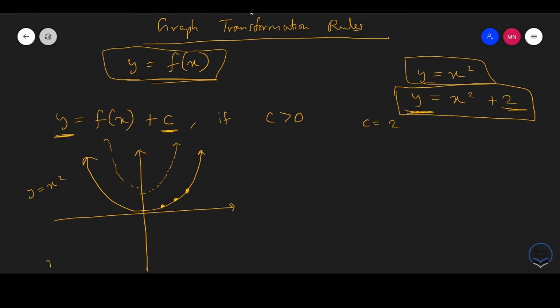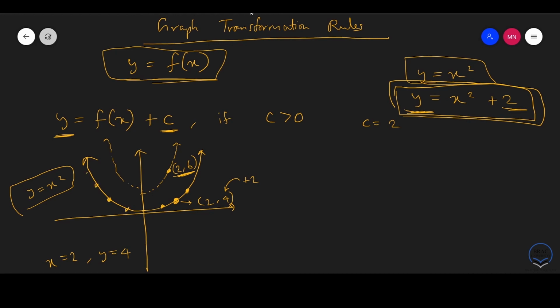So if, let's say, x is equal to 2, then for y is equal to x squared, y will be equal to 4, right? So if this point is 2 comma 4, then for the graph of y is equal to x squared plus 2, we will have the point 2 comma 6, right? So we just added 2 units to our y coordinate to get this, right? So every point on the graph of y is equal to x squared gets increased by 2 units for the y coordinates to give us the graph of this function, right?